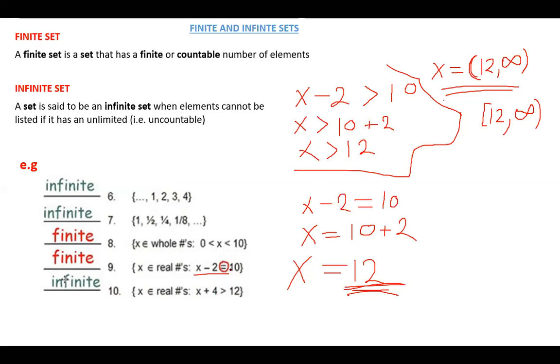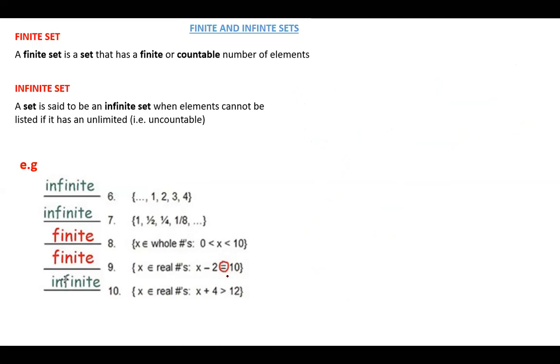Yeah, so this one, the reason why it's a finite set, we have explained here: it's because x is only one number, it's a singleton set. Okay, let us now proceed. Let us look at this one.